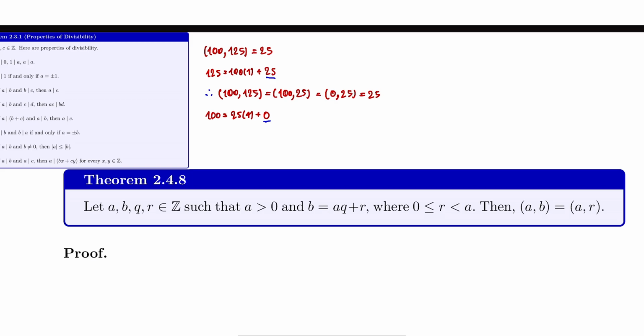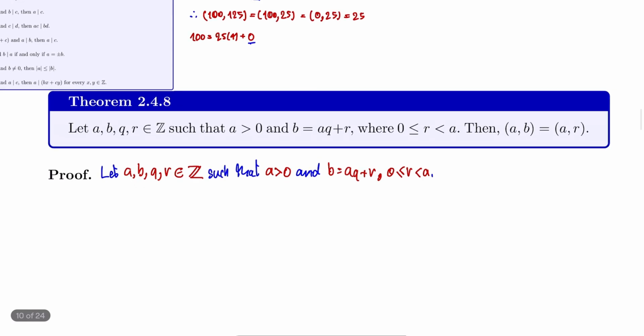So let's prove it. We let a, b, q, and r be integers such that a is greater than 0, and b equals aq plus r, where r is greater than or equal to 0 and less than a. Okay, what can we do? We want to show that the greatest common divisor of a, b and a, r are equal.